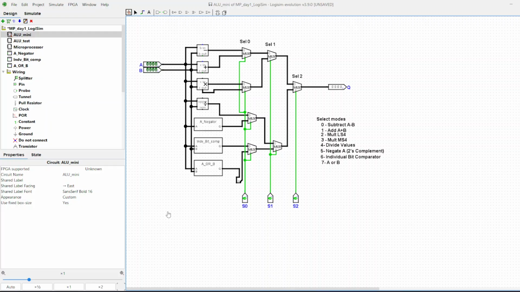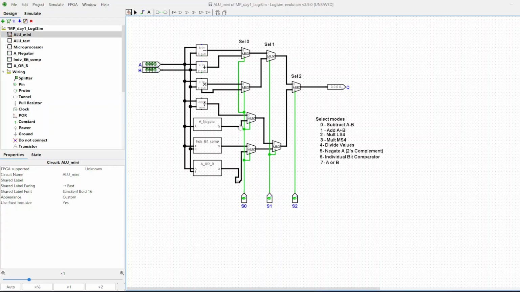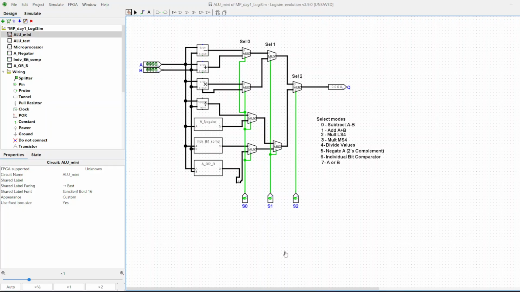This circuit would be useful to use in a calculator. As you can see, it has many different functions, including negation, individual bit comparator, dividing, multiplying, and the normal calculating functions right here.